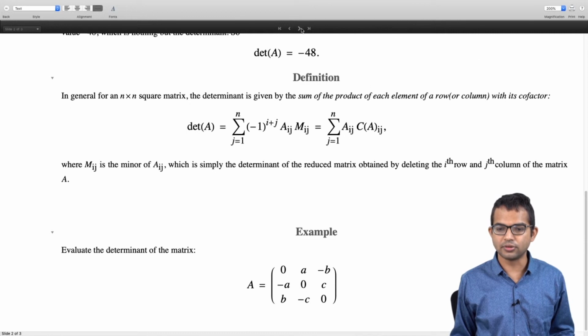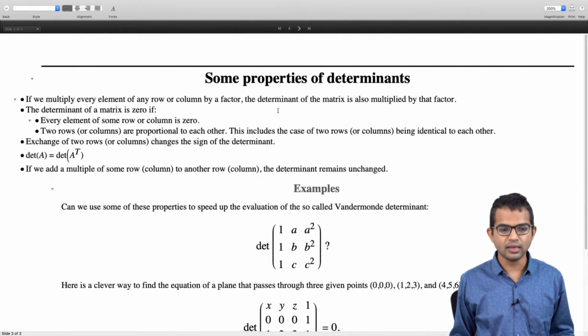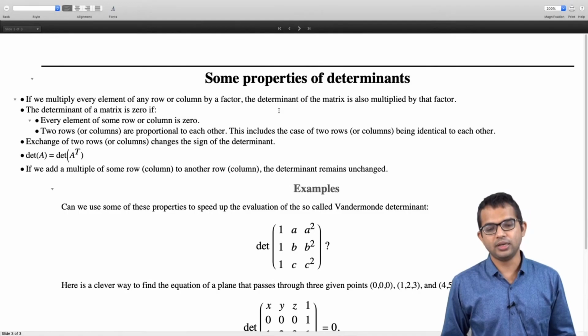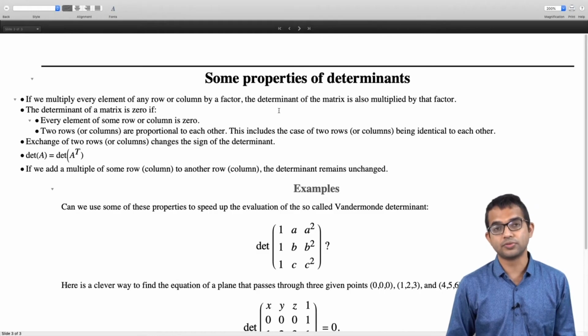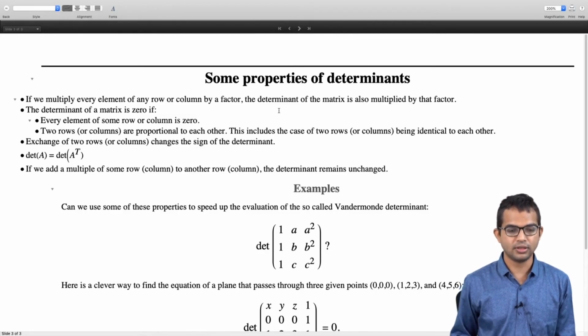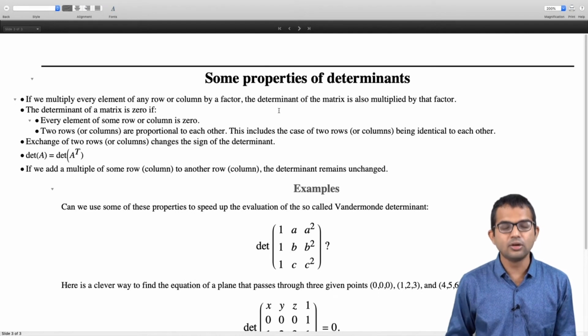So this too is in the nature of recall. If we multiply every element of any row or any column by a factor, the determinant of the matrix is also multiplied by that factor, right? This is something that you must be familiar with. It doesn't matter whether you do it for a row or for a column, and it doesn't matter for which row or which column you do. The same factor can be pulled out or brought in from the determinant. So the determinant of a matrix is 0 if every element of some row or column is 0.